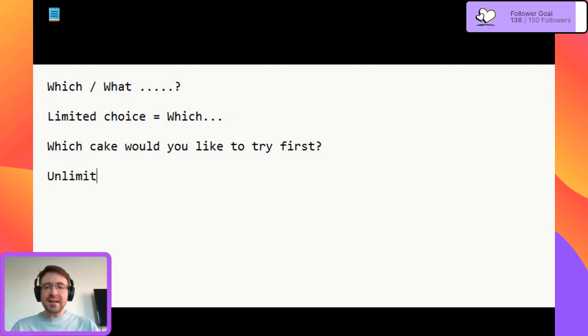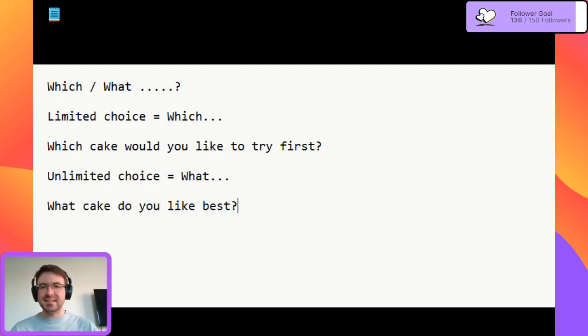If it is an unlimited choice, then this is when we should use what in questions. So for example, I can say, what cake do you like best? Here it's not limited, it's any cake in the world you can choose. So we use what in this situation, which is for the limited choices.